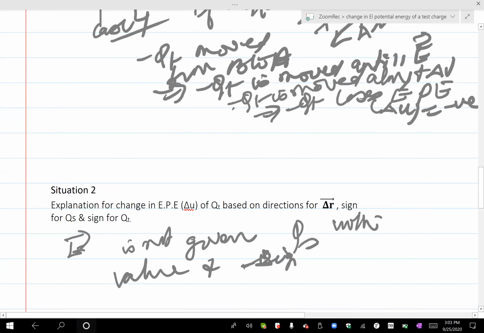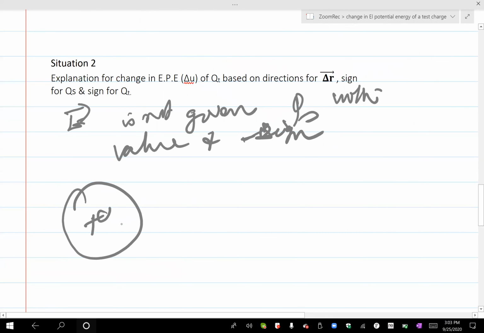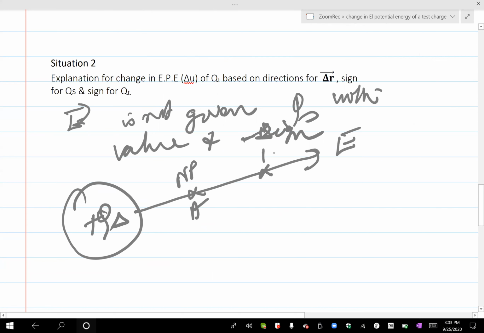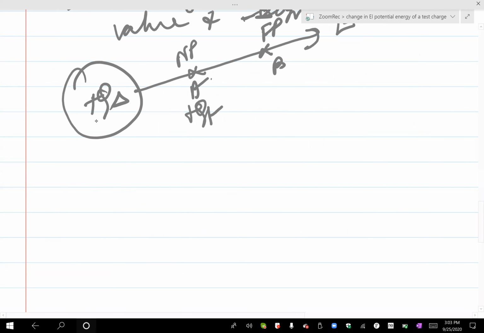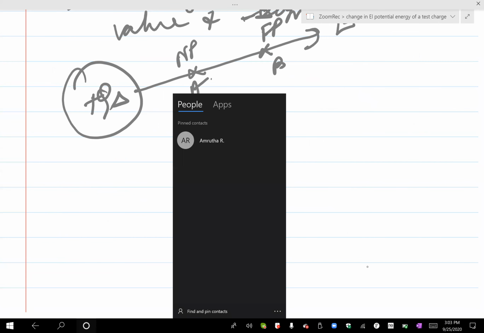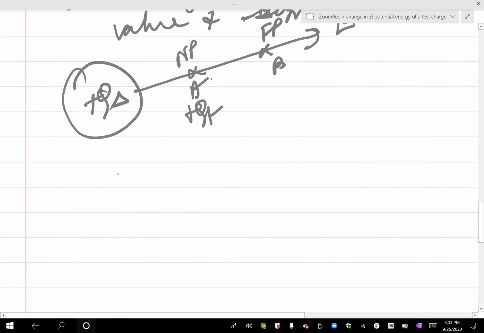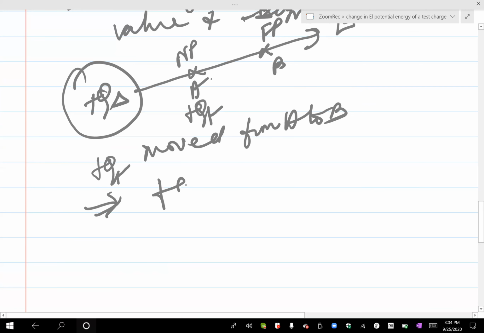That means if you have a positive QS, the electric field will be only radially outward. If this is near point A and this is far point B, the same information is taken. Now a plus QT taken from A to B, because this is positive QS, E will be radially outward, is the inference the student should draw. So plus QT is moved from A to B.